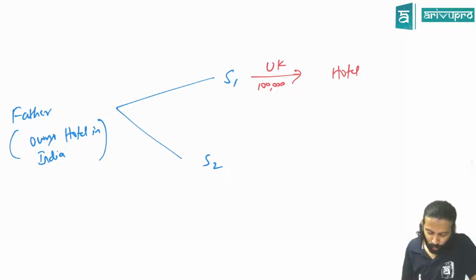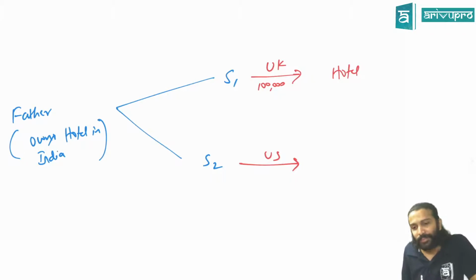Son 2 said, okay, then I will go to US. You give me 1 lakh US dollars. Okay, this guy took 1 lakh pounds.